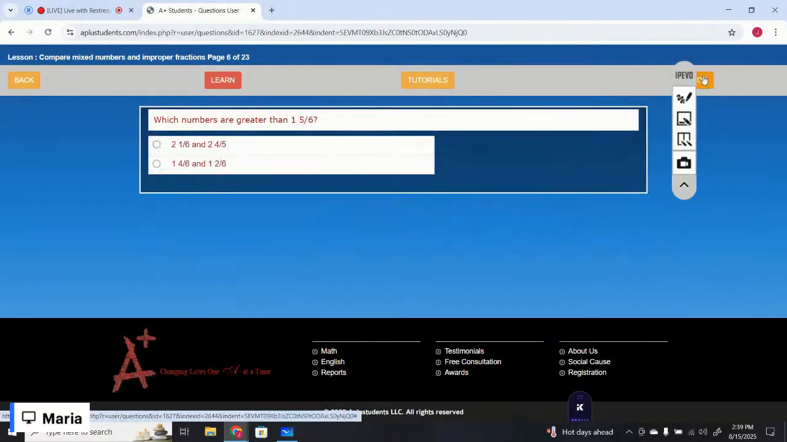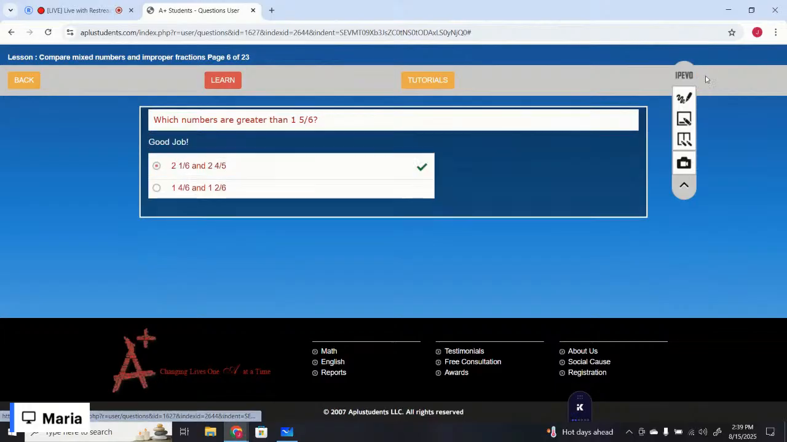Which numbers are greater than 1 whole 5 by 6? So which is the correct option? They are option number 1, 2 whole 1 by 6 and 2 whole 4 by 5. It is.